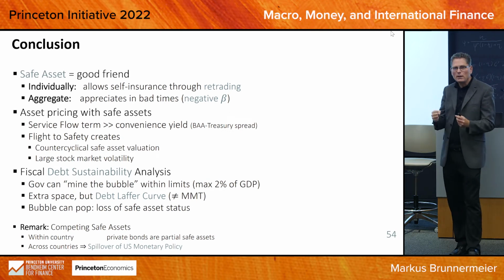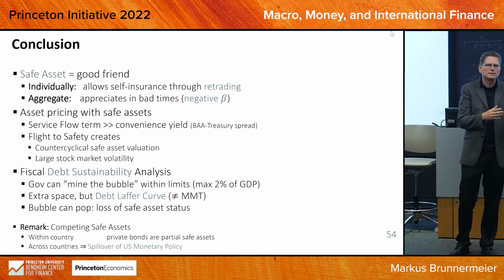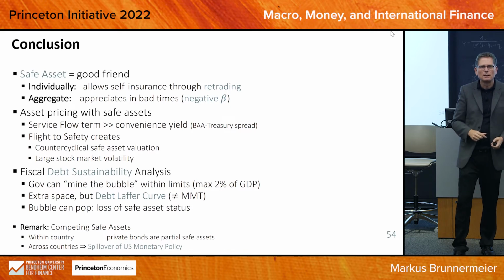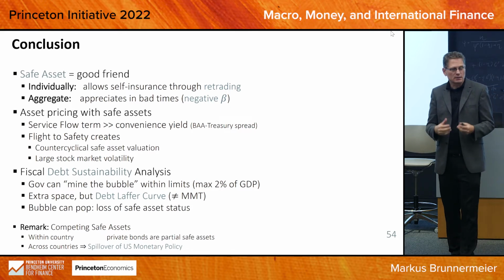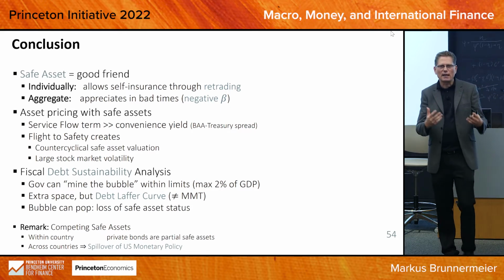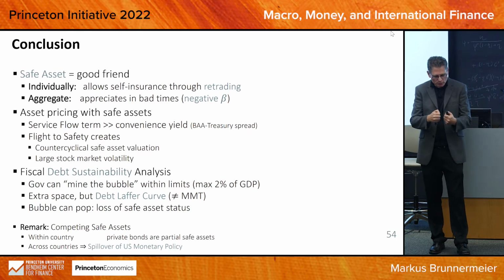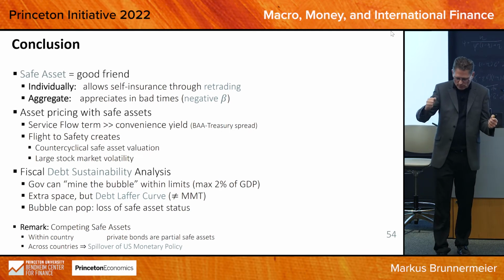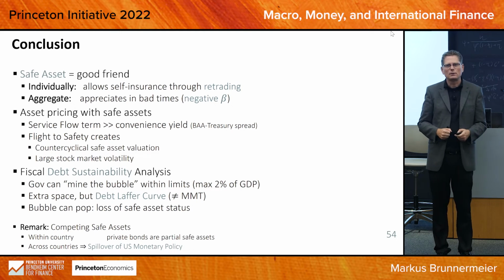And the service flow is much bigger than the traditional convenience yield, which is just some spread showing up between BAA and treasuries. No, this is a much bigger component coming from the retrading, and it is also sitting on other assets. So when you just look at the spread, you don't capture that. And there's this flight to safety. In times of crisis, you fly into this, and large mutual funds don't have that because their cash flow is going down. And it has important implications for debt sustainability analysis.